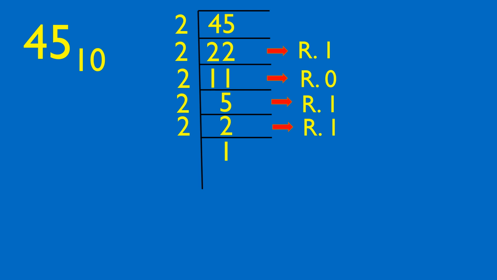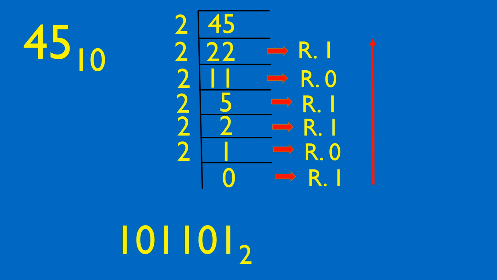2 into 2 is 1, so there's no remainder. So R is 0. And then 2 into 1 is 0, and the remainder is 1. So like I said earlier, the answer through the remainders is actually staring us in the face. What we simply do is pick up the numbers from the bottom to the top, and when we do that, we have 101 in base 2. And that is the conversion of 45 in base 10 to base 2.